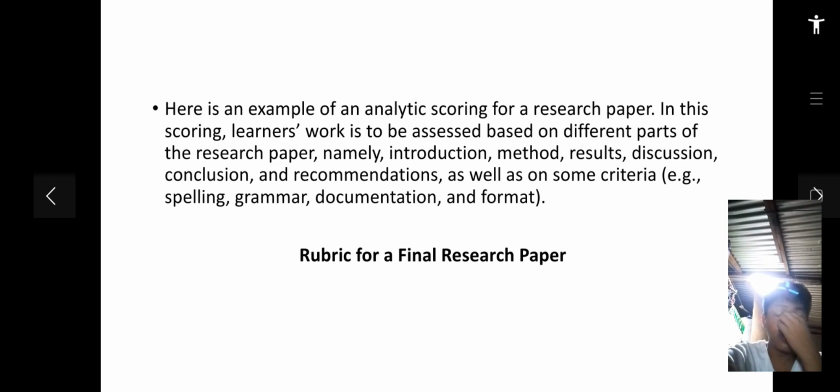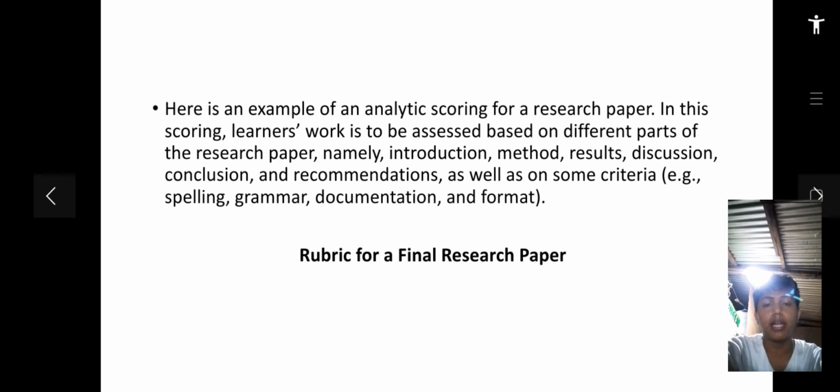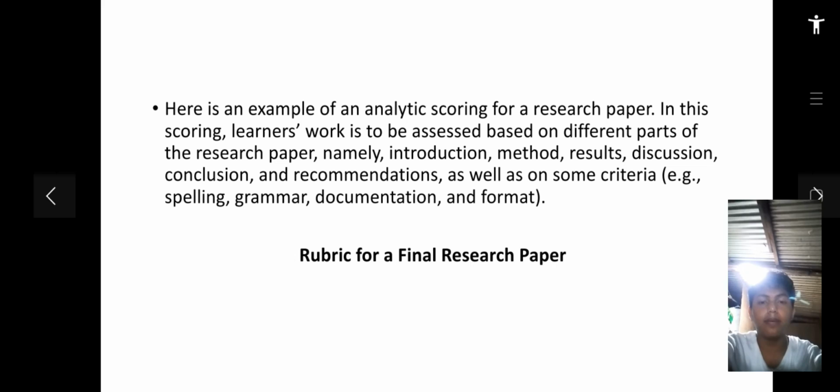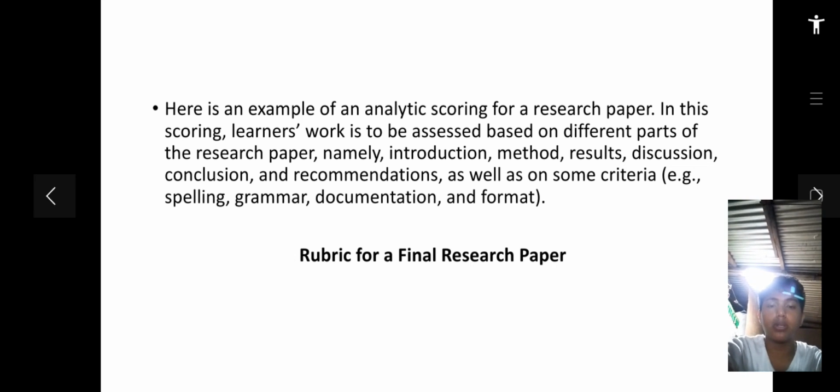Now here is an illustration of research paper analytic grading. For this scoring, the introduction, method, findings, discussion, conclusion, and suggestion of the research paper, as well as some criteria, will be used to evaluate the students' work: spelling, grammar, documentation, and format.